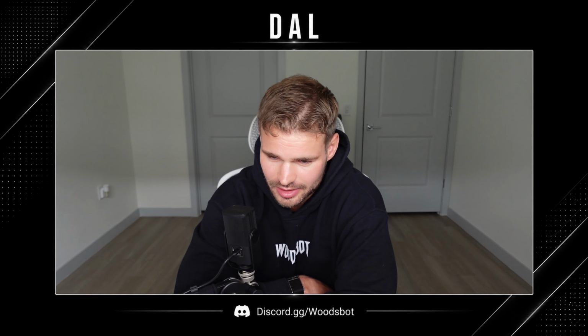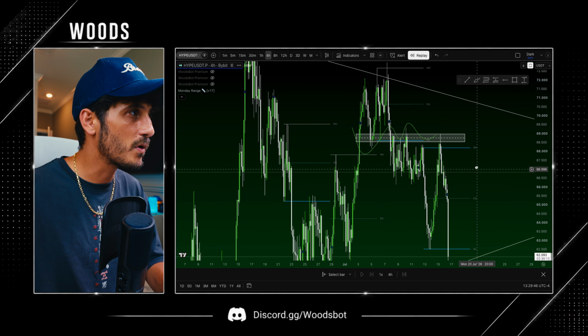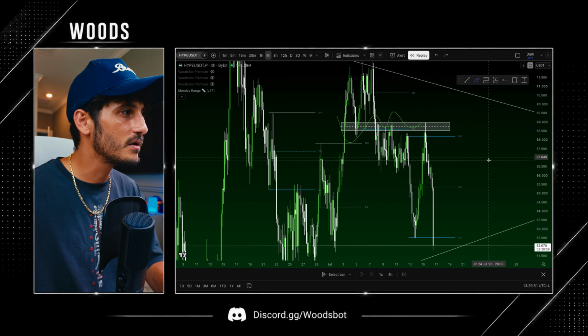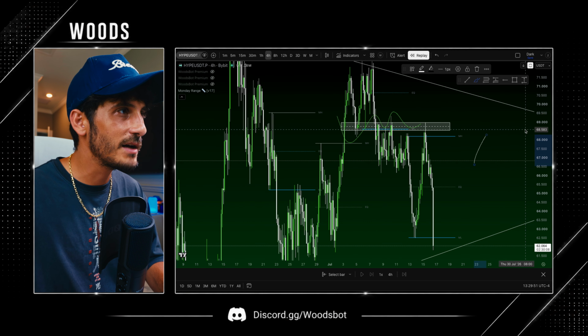Right into my reclaim level too. I have my own areas of interest as well that I like. All this area is a flip level. I said that we have to flip this level, and until we flip this level, we're not going to go higher. Look how perfectly we just came up into it and rejected. It does not get simpler than that.